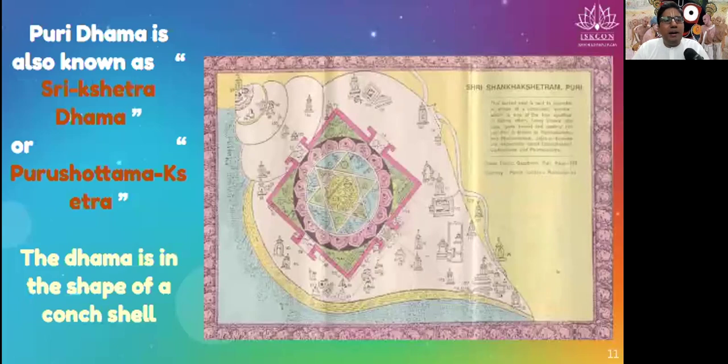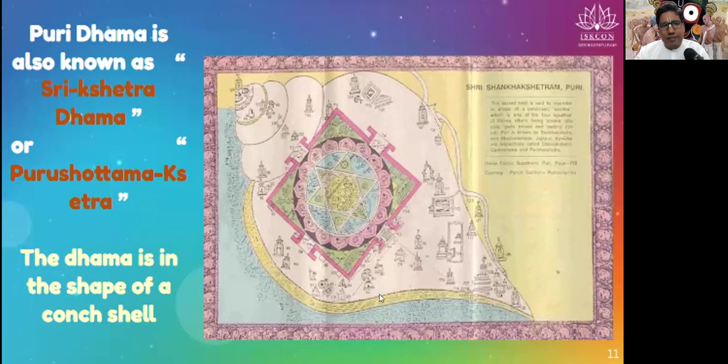This Jagannath Puri Dham is also known as the Sri Kshetra Dhama. Sri Kshetra Dhama. And it is also called Puri, or the Purushottama Kshetra. Purushottama refers to Lord Krishna. And we see that there are 3 deities in Jagannath Puri: Jagannath, Baladev and Subhadra. And Jagannath is Lord Krishna, Baladev is his elder brother Lord Balaram, and Subhadra is the sister of both.